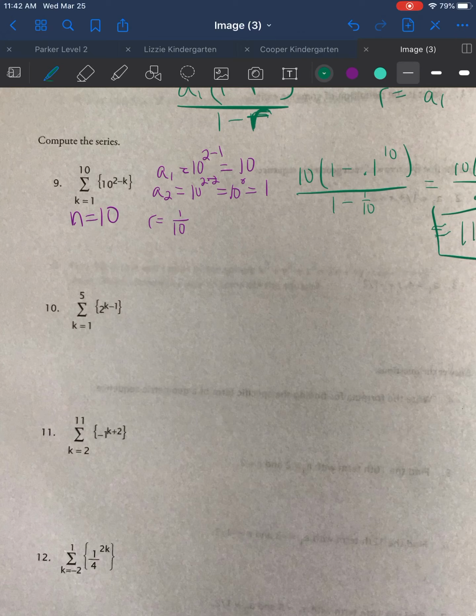You get a beautiful integer answer. So pause. Push the pause button. Try it and then see what you get as an answer. And I'll tell you what the answer is in just a minute.